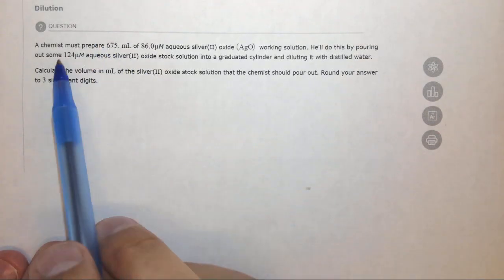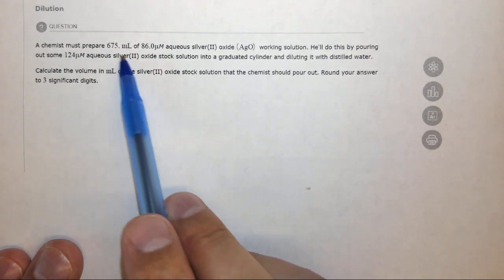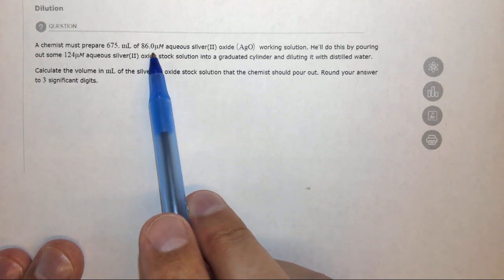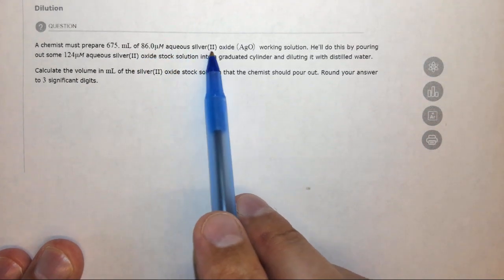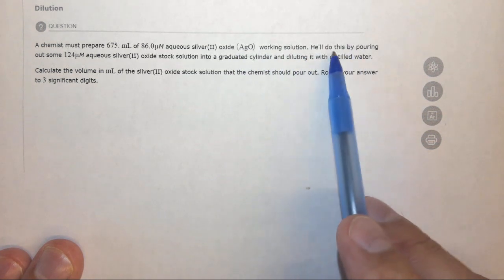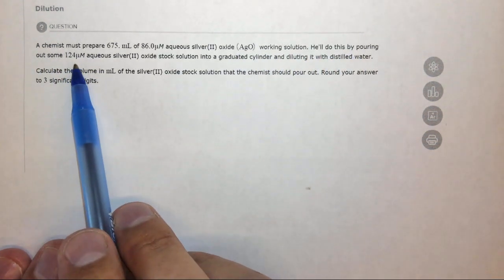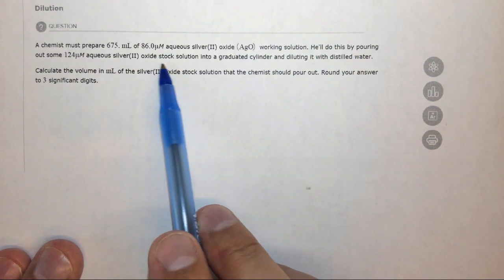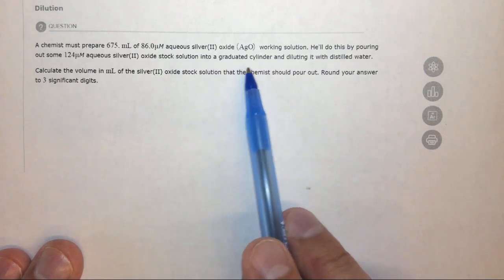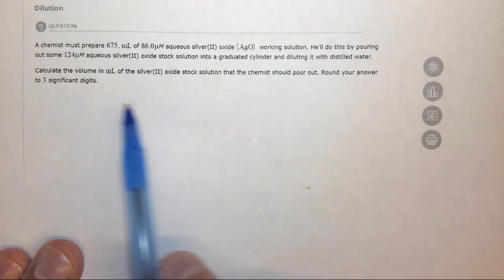In this question, we're asked about a dilution. It says a chemist must prepare 675 milliliters of a 86.0 micromolar aqueous silver(II) oxide working solution. He'll do this by pouring out some 124 micromolar aqueous silver(II) oxide stock solution into a graduated cylinder and then diluting it with distilled water.